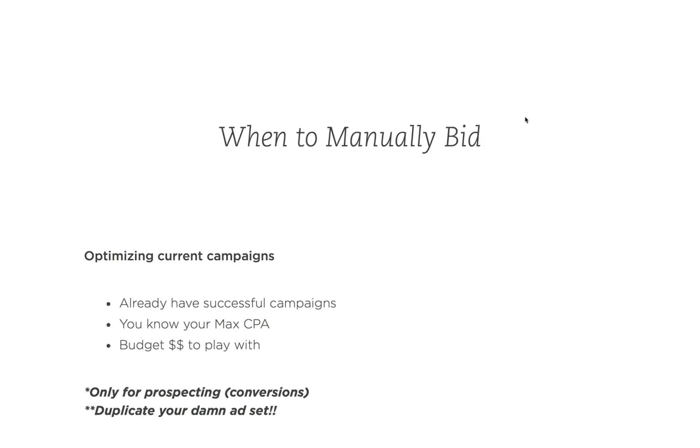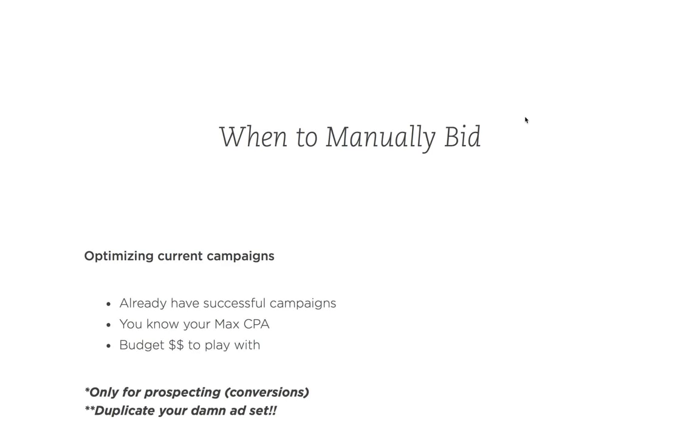Okay. And also, I need to reiterate this because I guarantee you'll do this at some point in time: duplicate your ad set. Don't just change the current ad set. If you have a successful ad set, don't change it. Duplicate it and then create some manual bids and play around with it. Test it out. Don't just go into your ad set and change it.